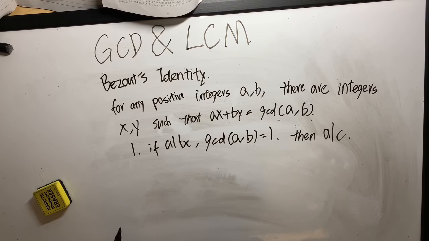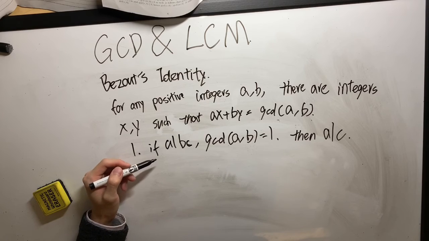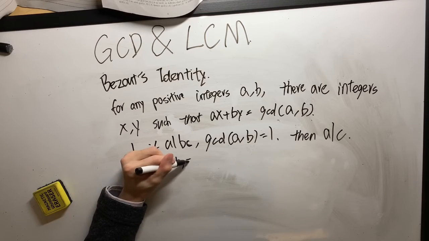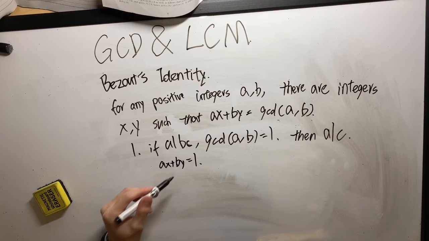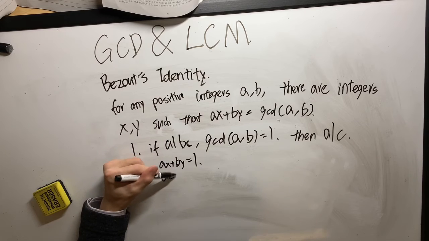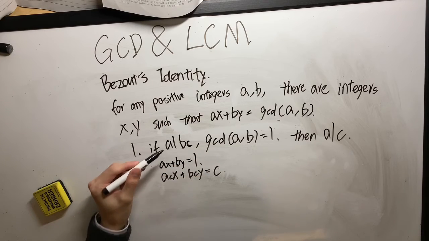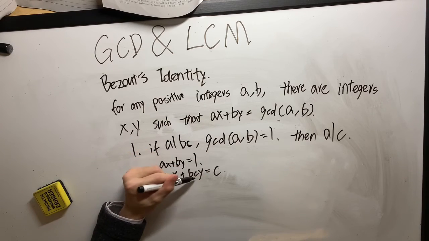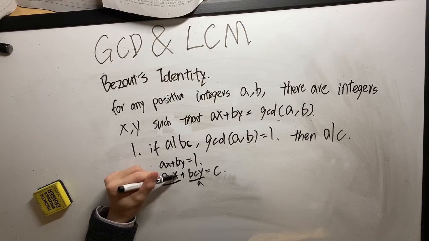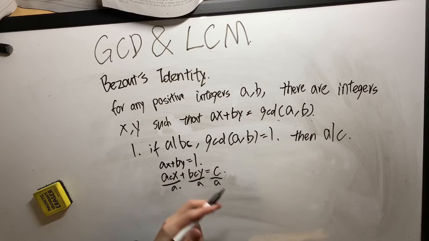If C does not equal 0, then as Bezout's identity says, AX plus BY equals 1. And if we multiply both sides by C, then ACX plus BCY equals C. And as A divides BC, A divides BCY. A also divides ACX because A divides A. Thus A must divide C.